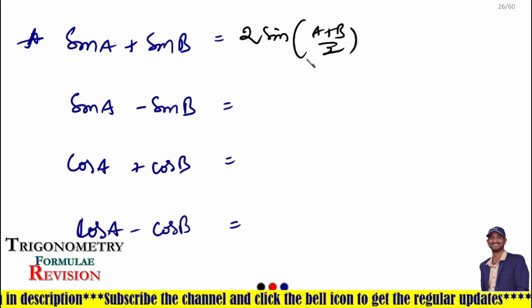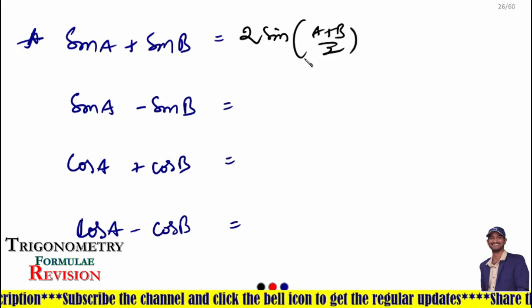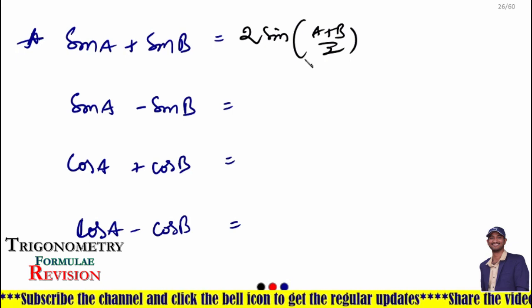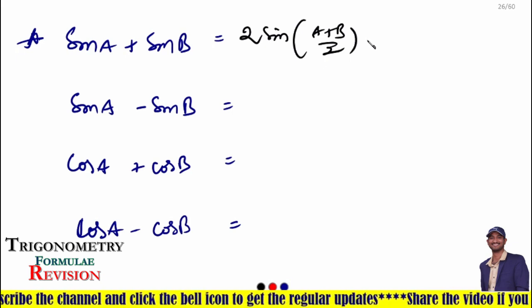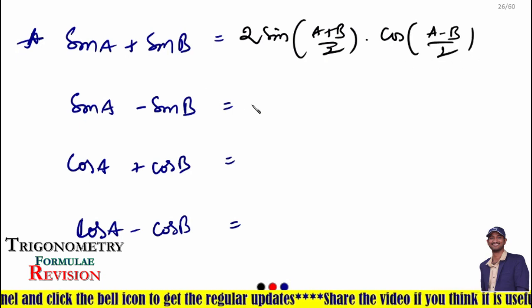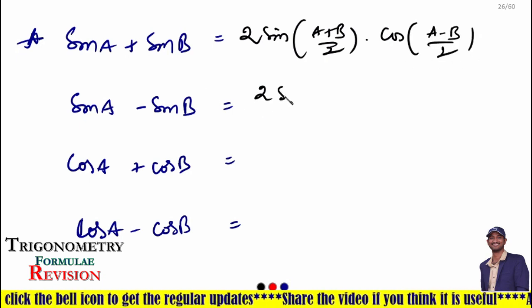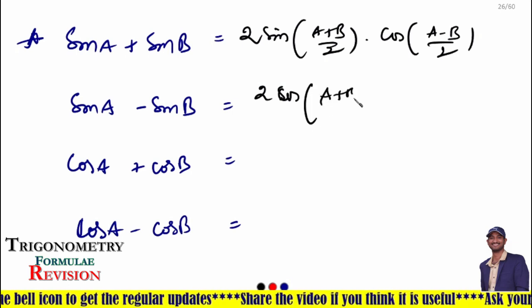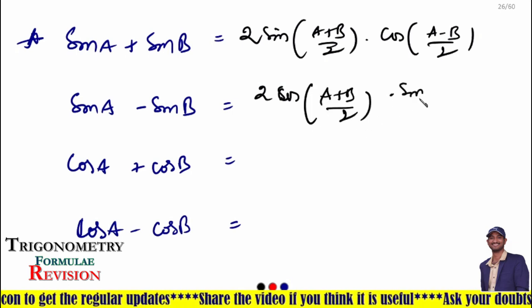These are also important. From 2017 onwards, the CGL exam was asking these types of questions in Type 2. Cos of A minus B by 2. Sin A minus sin B is 2 cos of A plus B by 2 sin of A minus B by 2.